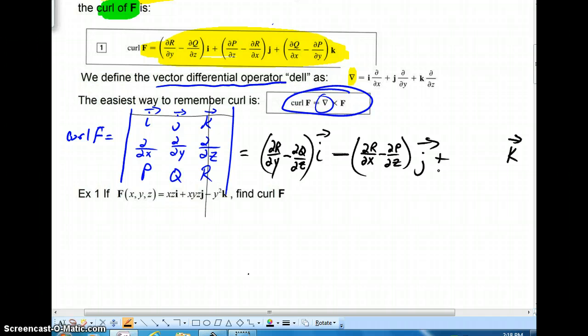And then for K, well, look right here. We'd have partial derivative of Q with respect to X minus partial derivative of P with respect to Y. And now if you double check comparing what was listed up in that box at the top, you can see we get that exact representation, especially when we just distribute the negative there. That's how to find the curl.